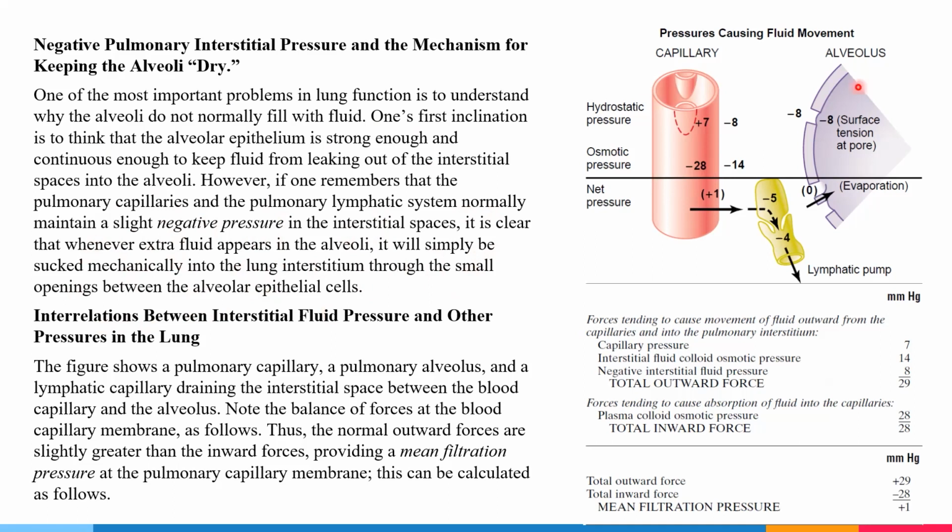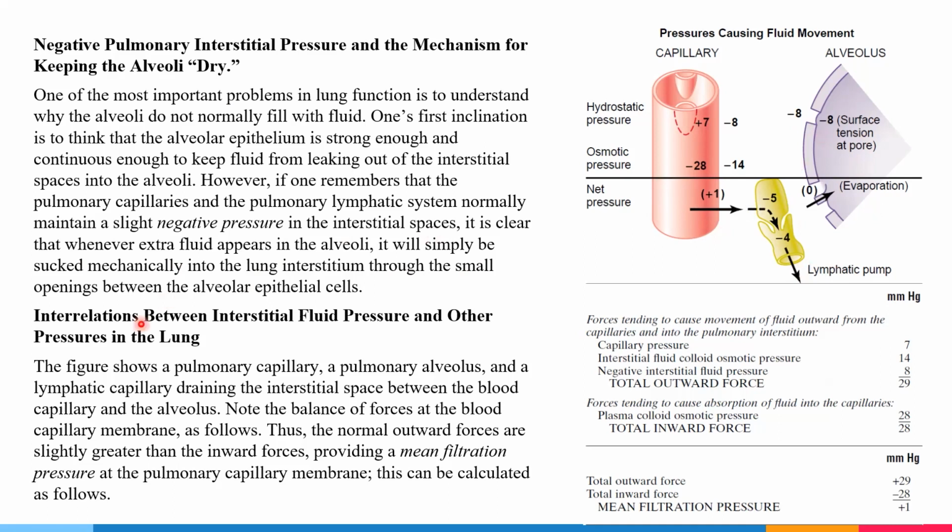In this particular diagram, we see the various pressures that are present in the alveolar system. There is a net difference of about +1 millimeter of mercury that pushes the fluid into the alveoli, but it is sucked into the lymphatic system and does not let fluid accumulate in the alveolus itself.